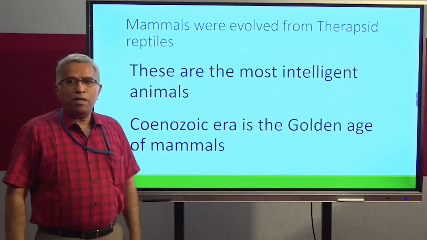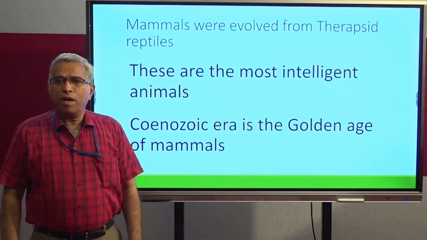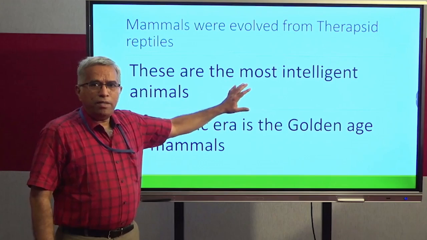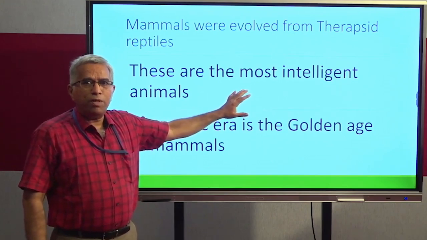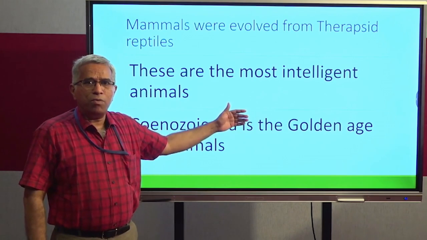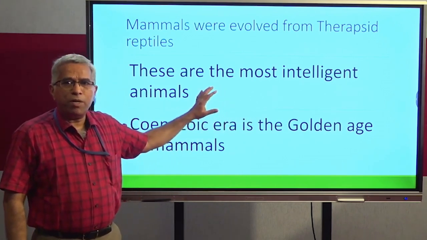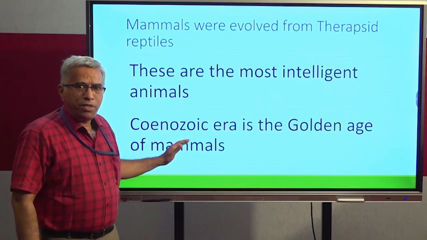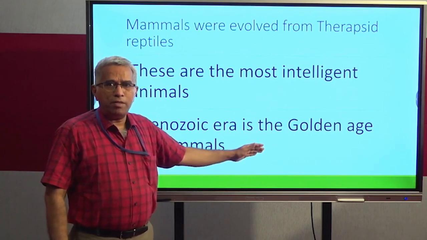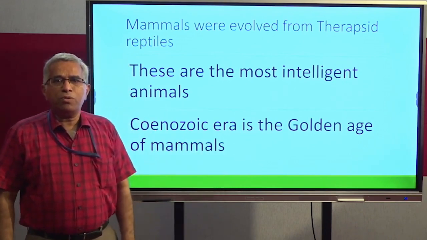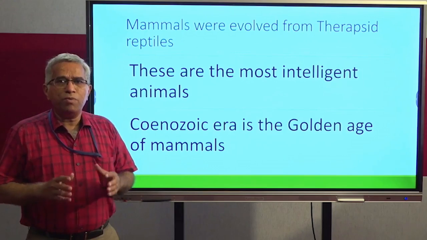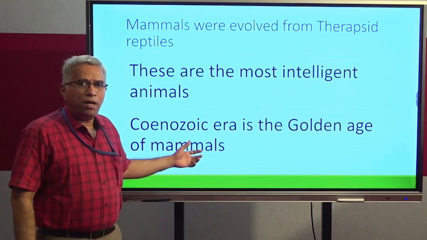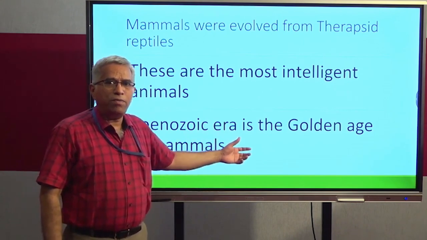Here you can see mammals evolved from the theropsid group of reptiles. These are the most intelligent animals, because even human beings, chimpanzees, orangutans, and gorillas are included under this class Mammalia. The Cenozoic era, which is the present era, is the golden age of mammals. You know very well that this present era is totally dominated by human beings, who are members of this class Mammalia. So let me repeat, the Cenozoic era is the golden age of mammals.